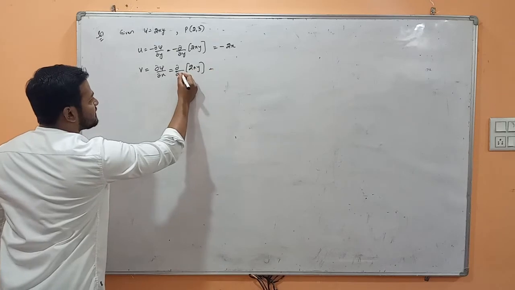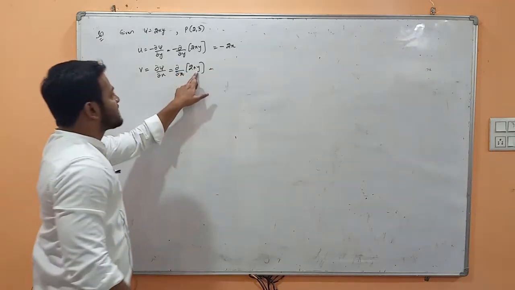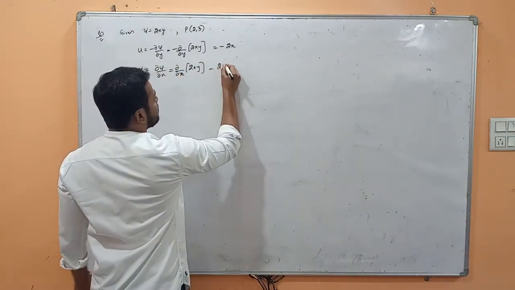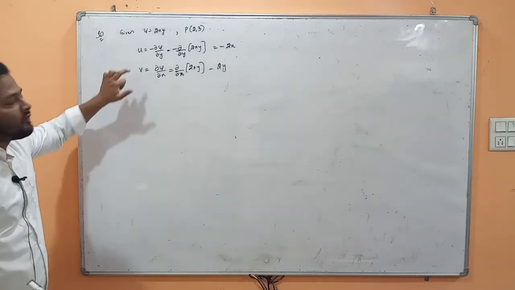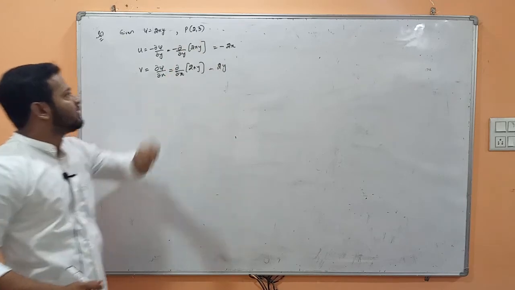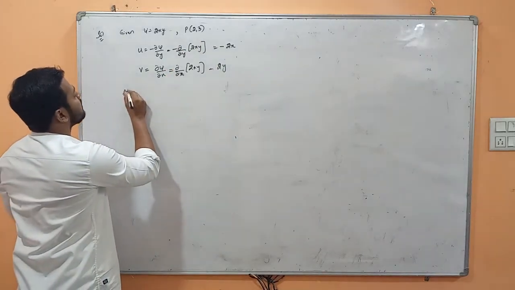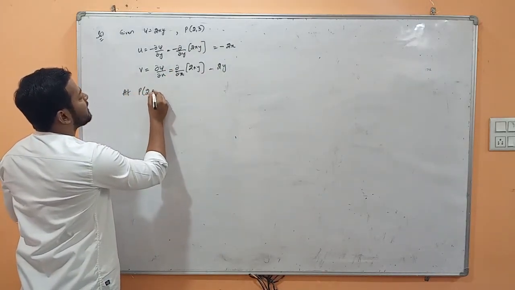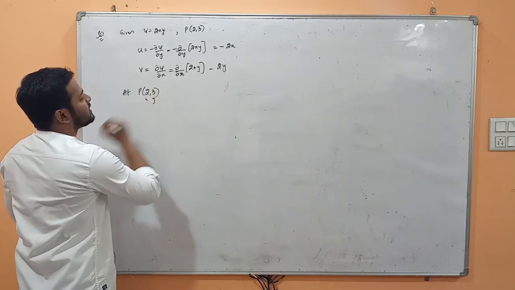So I am partially differentiating with respect to x, so x will become 1, so what's remaining? 2y. So we got u and v. Once we get this u and v, we can substitute this point 2 comma 3. So at P 2 comma 3, x is 2, y is 3.